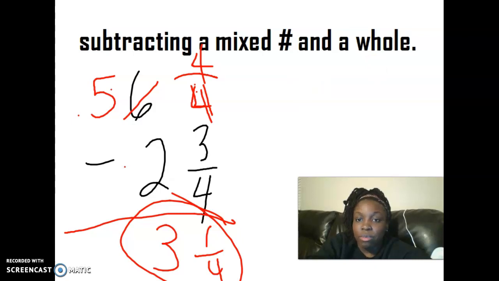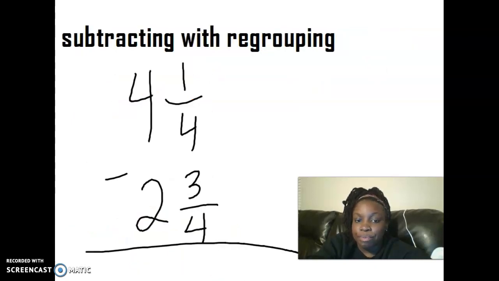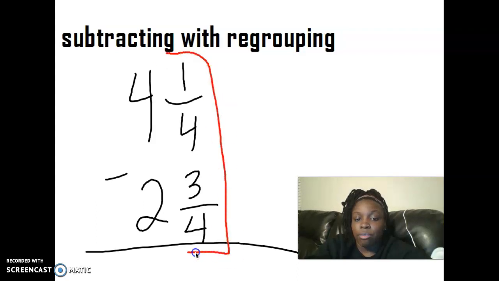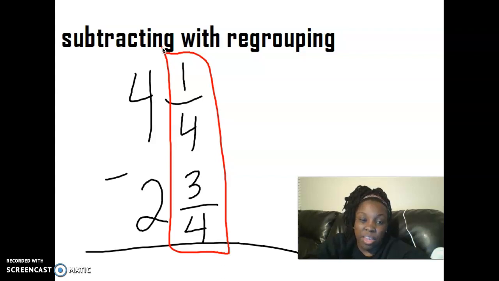All right, so that's subtracting with mixed numbers. Now we're going to subtract with regrouping. All right, so we have two mixed numbers here: 4 and 1/4 minus 2 and 3/4. Remember, we have to start with our fraction first. Can we do 1/4 minus 3/4? No, because we can't do 1 minus 3. No, we can't do that. There's no way. So that would be like a negative number.